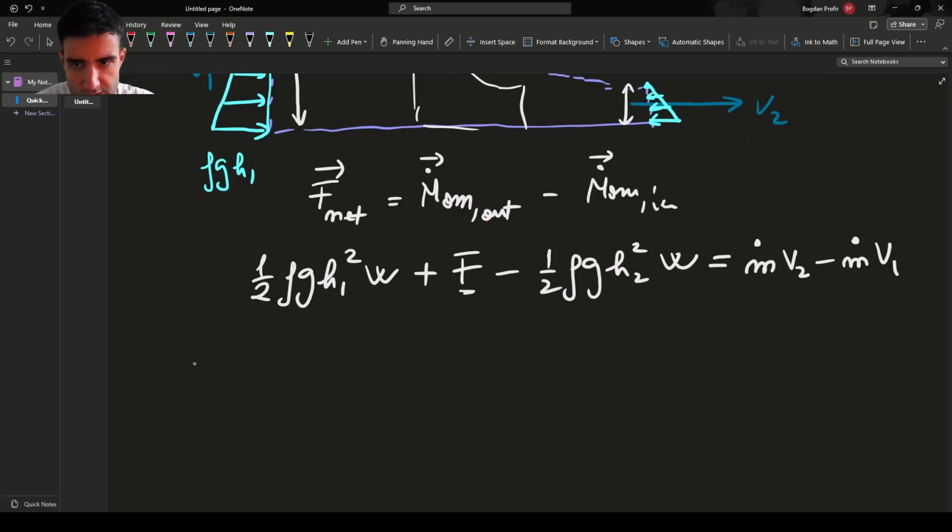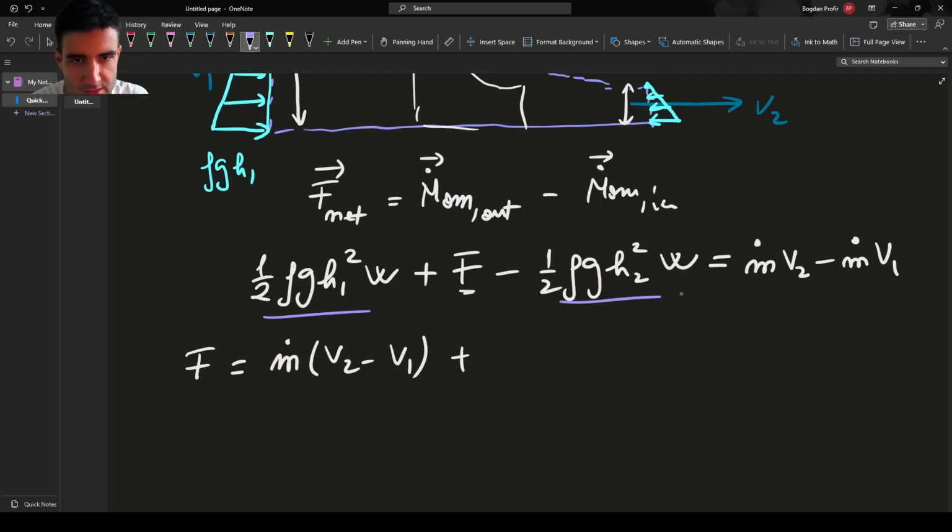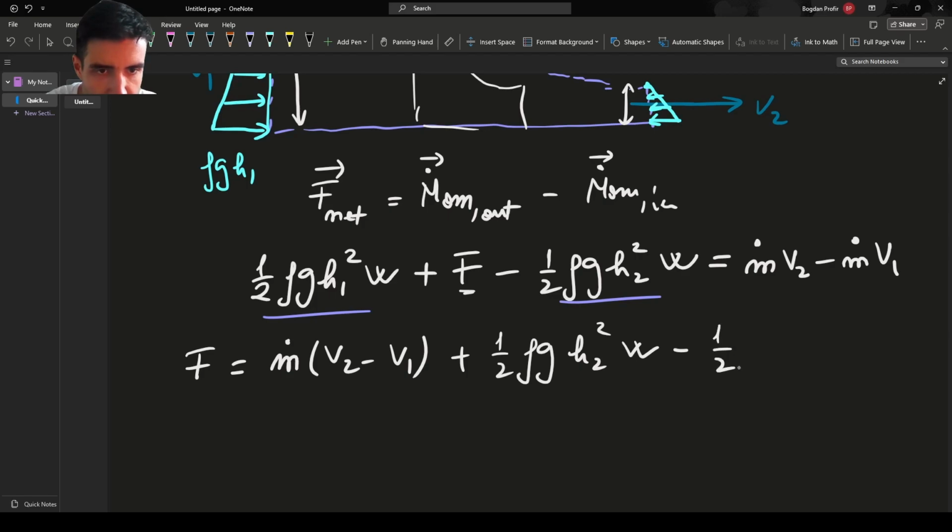So let's do that. Let's write that F is equal to, so I'll keep F on the left and I'll throw everything on the right. So that's m dot and then V2 minus V1. And then we've got plus, so we switch the signs of those terms basically. So we've got 1/2 rho g, and then we have h2 squared w minus 1/2 rho g h1 squared w.